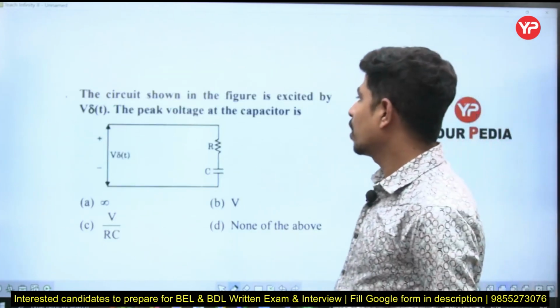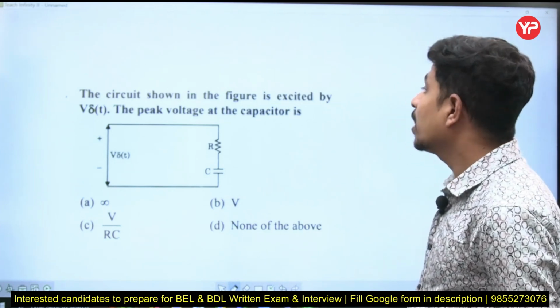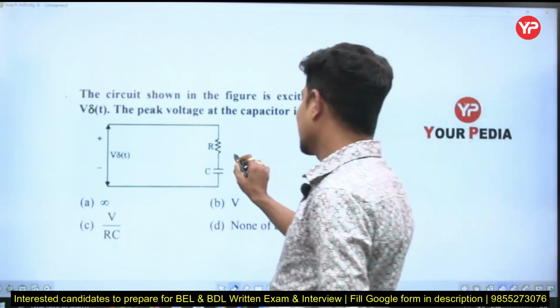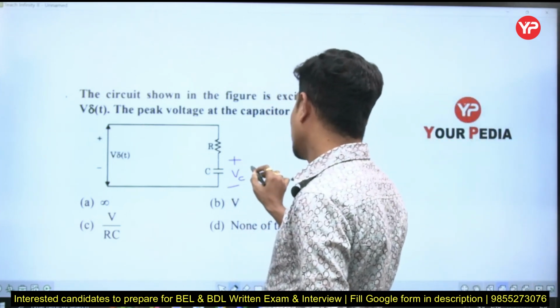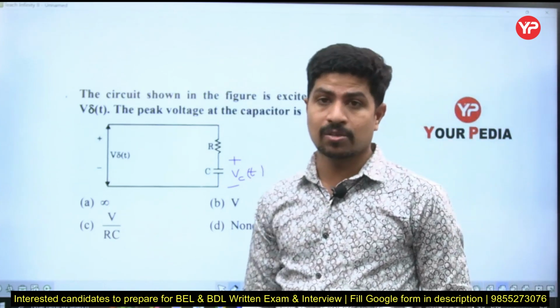The circuit shown in the figure is excited by V into del of T impulse. The peak voltage at the capacitor is asking what is the highest value of voltage across the capacitor. For that, first of all, we must have the expression for the voltage across the capacitor.